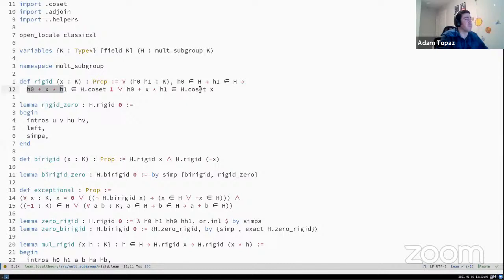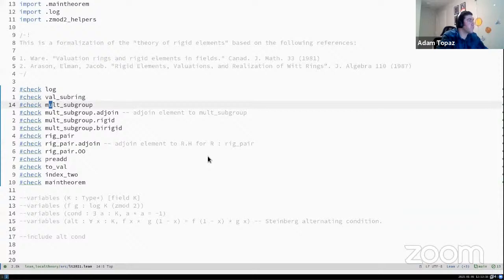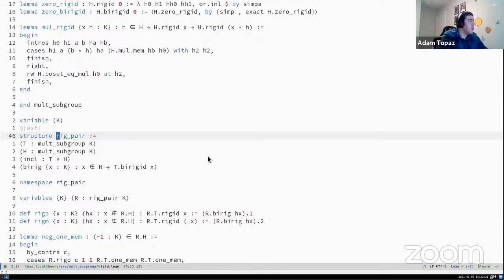Birigidity is just defined as saying that both X and 1 minus X are rigid. Okay. A rigid pair is a pair of multiplicative subgroups which are nested. So I have two multiplicative groups, T and H. T is included in H. And any element which is not a member of H has to satisfy this birigidity condition.